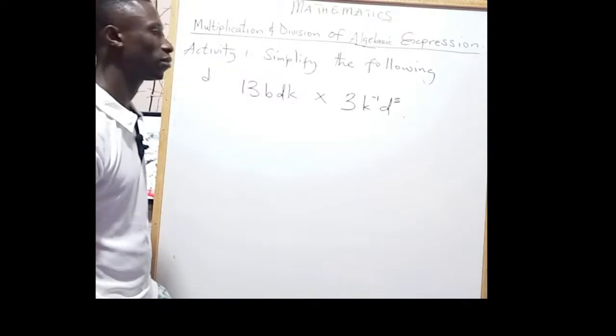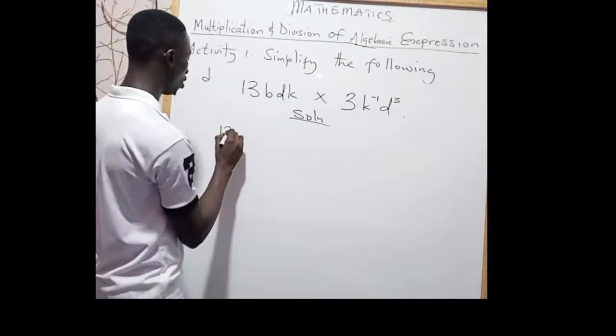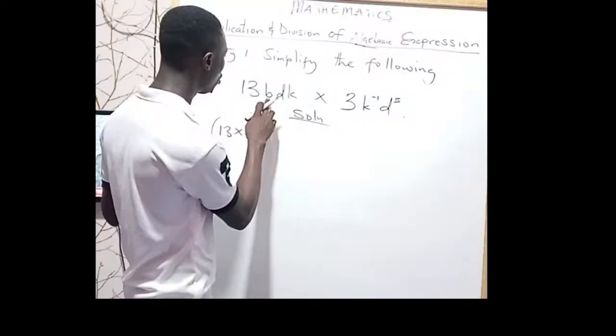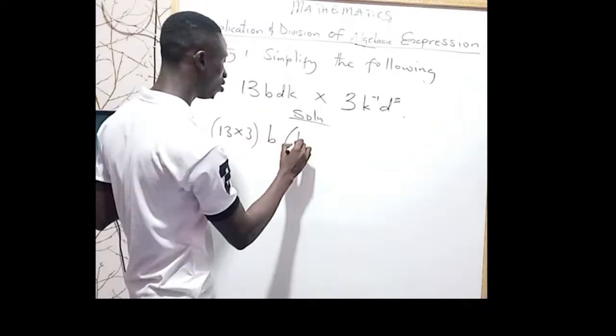All right. So let's see. Solution. 13 times 3. We know 13 times 3, right? Then you see b, there's no b here. See, b is not having any partner, right? So b is alone. Then d, let's see, d is having a partner, right? So d times d to the power 5.